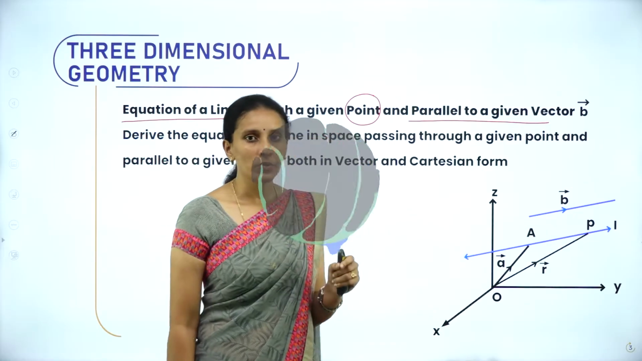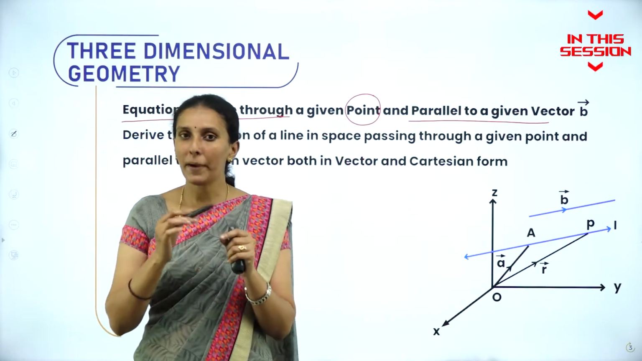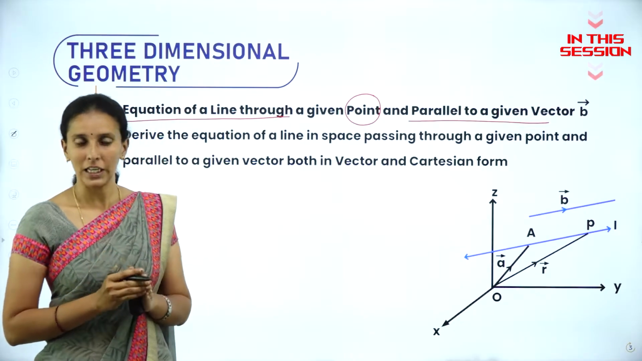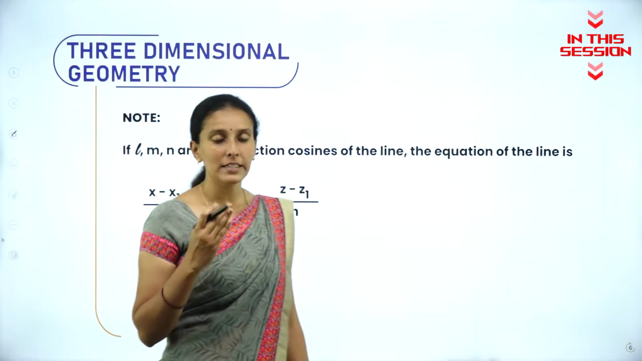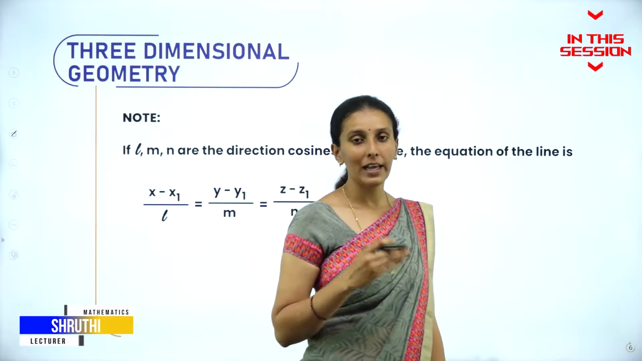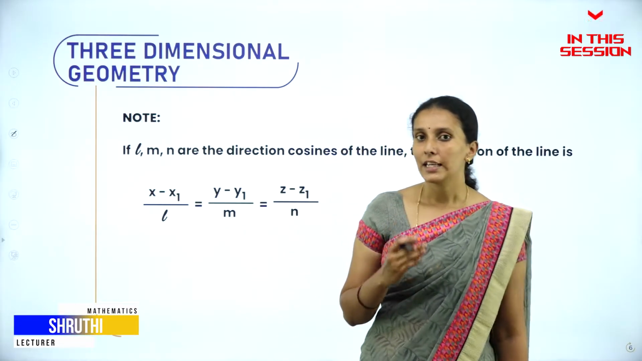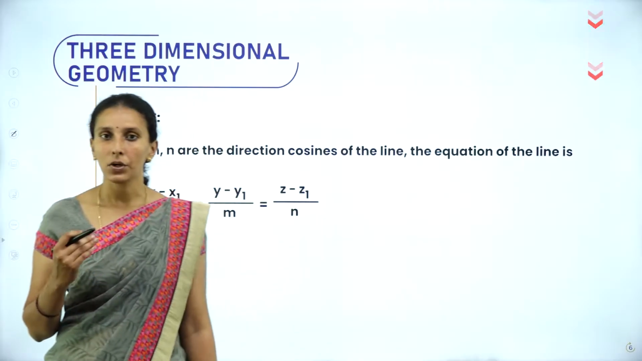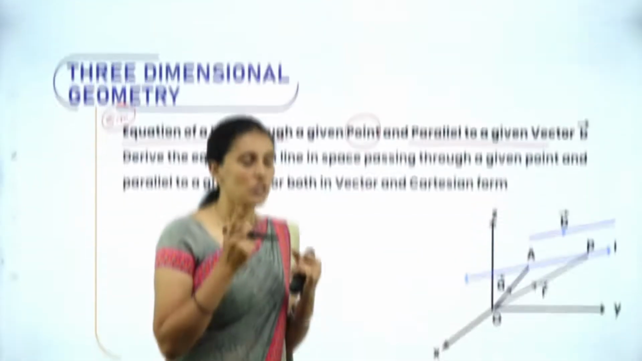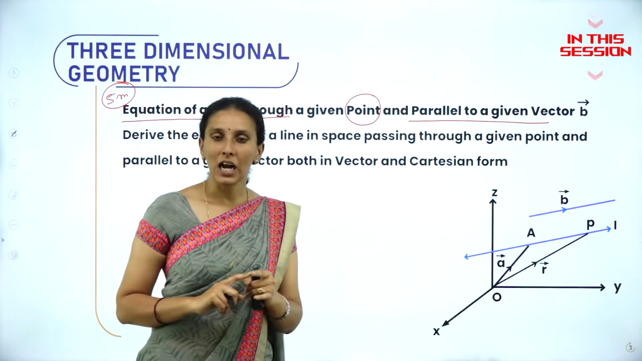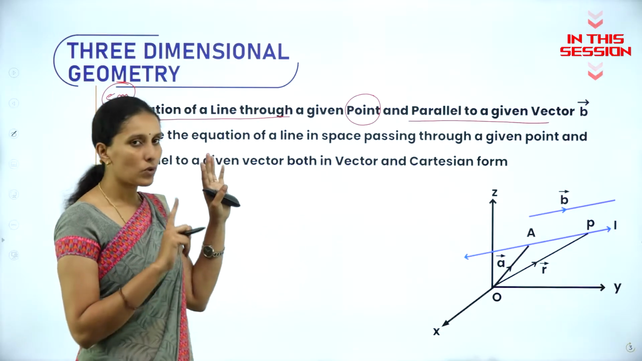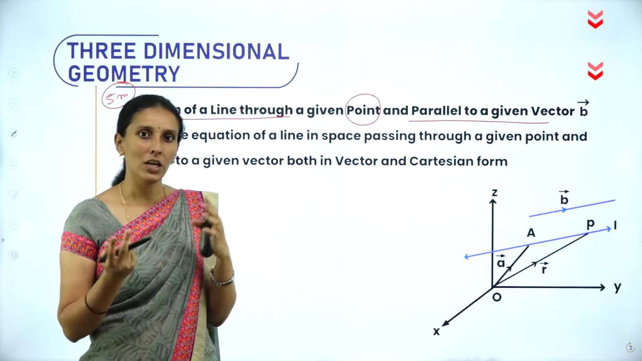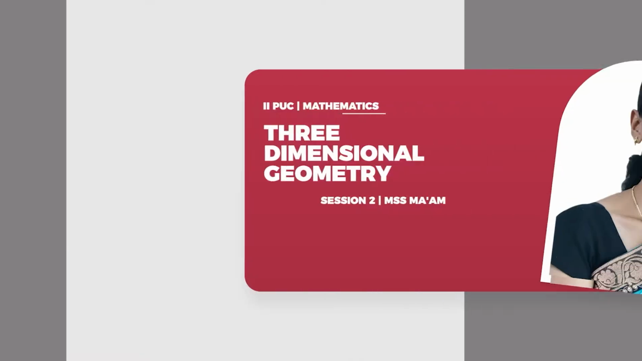We are supposed to find the equation of a line passing through a particular point and which is also parallel to the given vector B. If A, B, C are the direction ratios of a given line, then the Cartesian equation is (x minus x1) by A is equal to (y minus y1) by B is equal to (z minus z1) by C. So component form is again a Cartesian form, and vector form is only just you're representing vector A plus vector B. So that is your vector form.